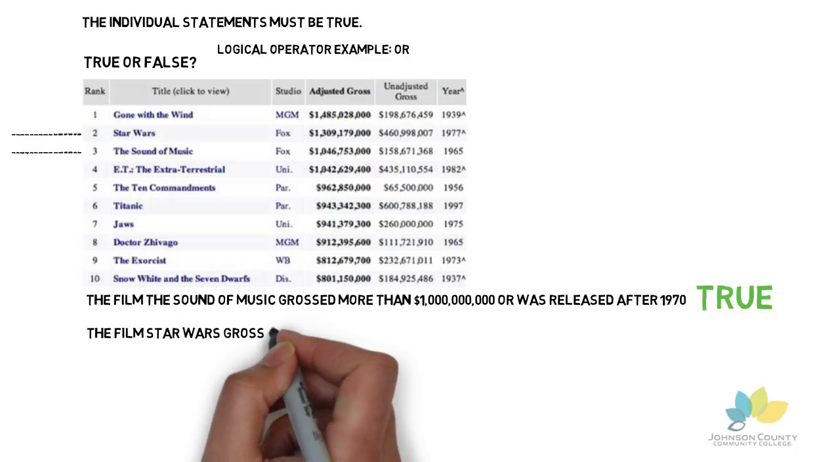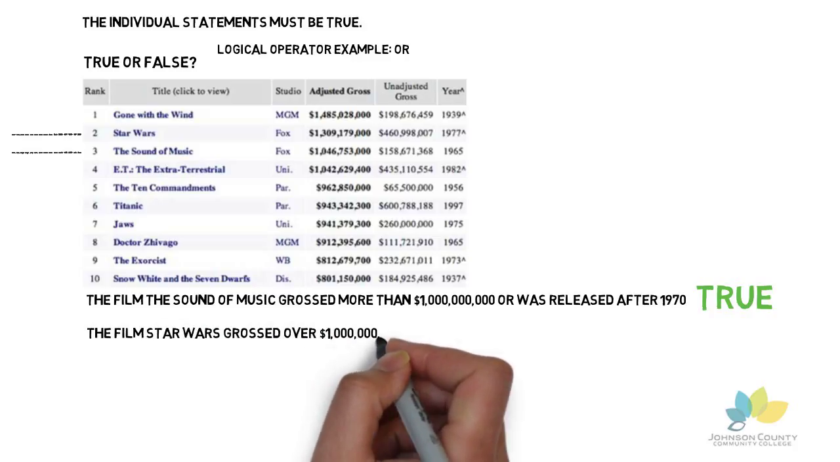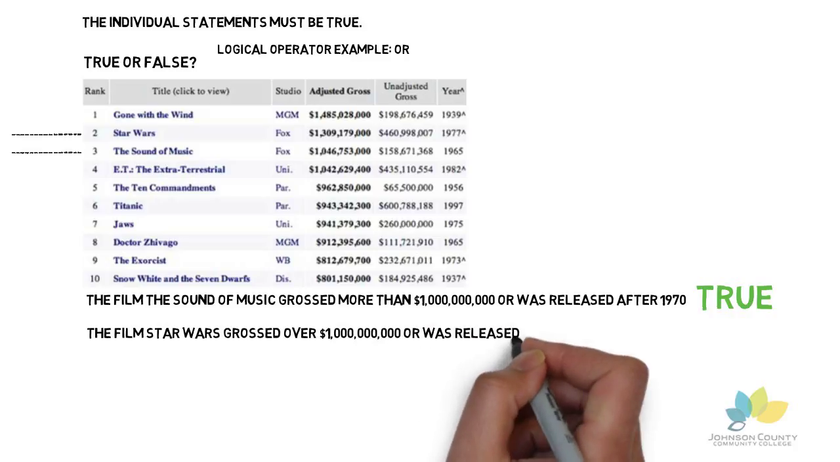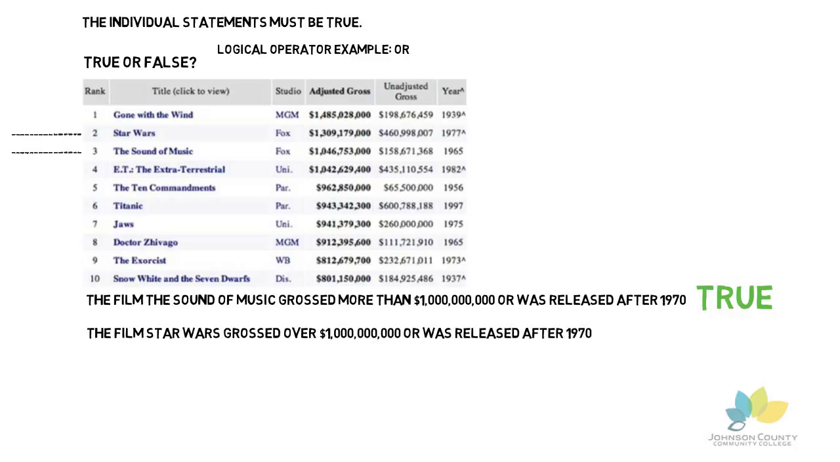The film Star Wars grossed more than $1 billion or was released after 1970. The answer here is true for both A and B. It has grossed more than $1 billion and was released in 1977.